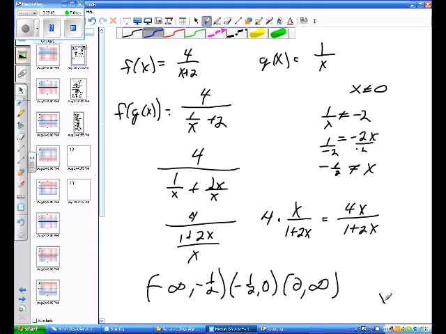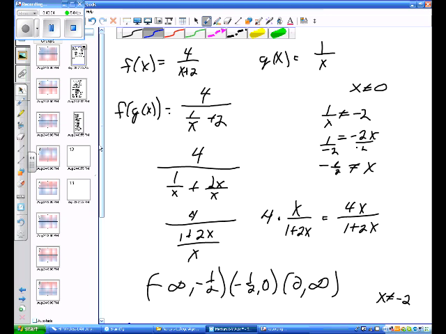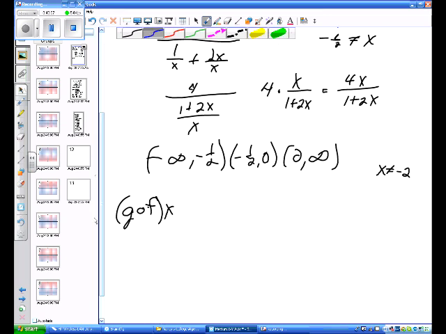Well, if we go back to that, x could not be -2, because that would make our denominator 0. And then we're going to be plugging it into g of x. Well, that denominator can't be 0, so we have to consider what would make that whole function equal to 0. What would make 4 over x plus 2 equal to 0? 4 over x plus 2 cannot equal 0.